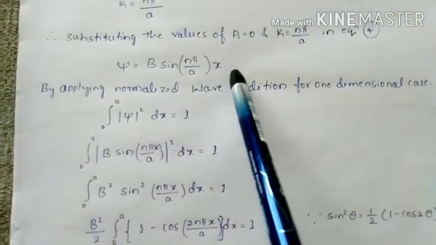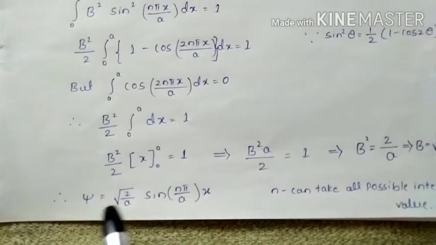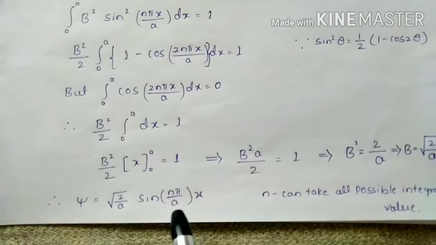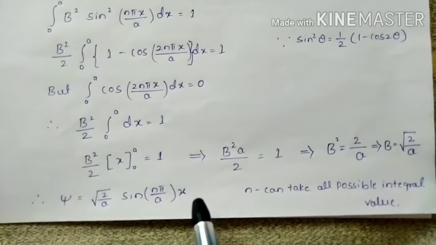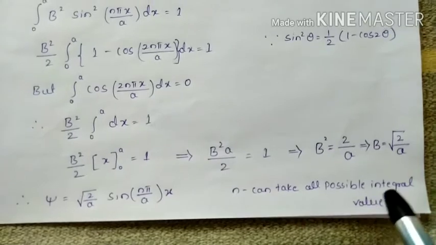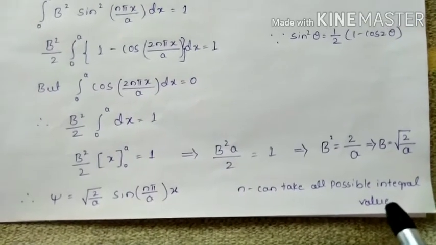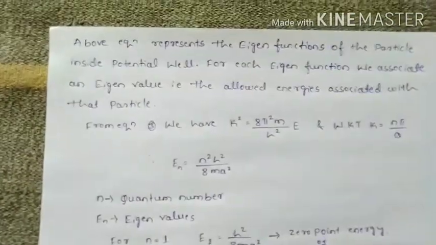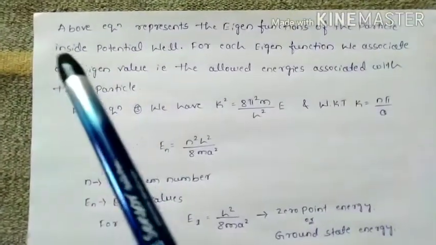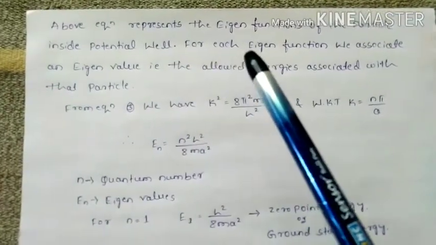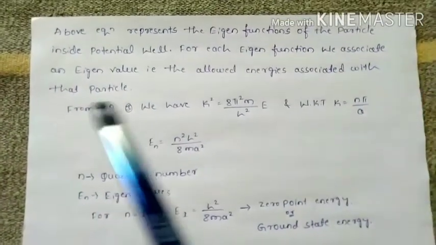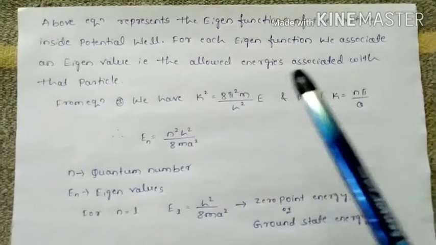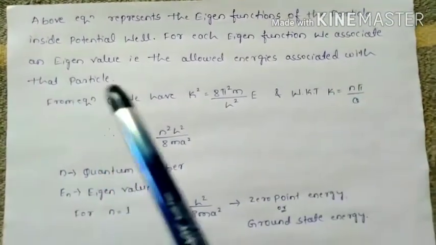So substituting this B value in the wave function equation, we are going to get psi equal to root of 2 divided by A sine of n pi divided by A into x. This is the wave function equation where n can take all possible integral values. Now we will go for the energy eigenvalues. So the above equation represents the eigenfunctions of the particle inside the potential well. For each eigenfunction, we associate an eigenvalue, that is the allowed energy associated with that particle.